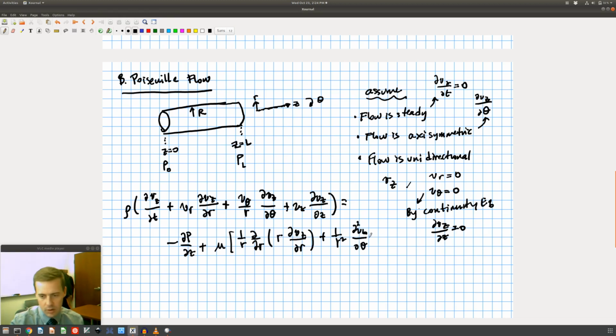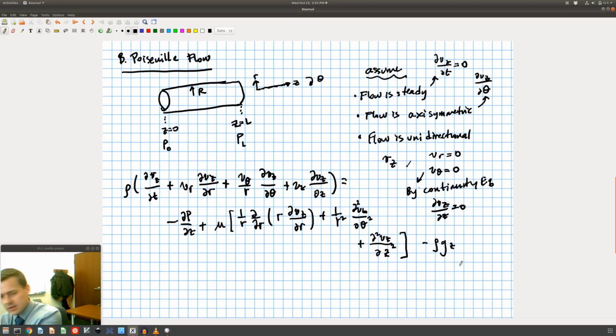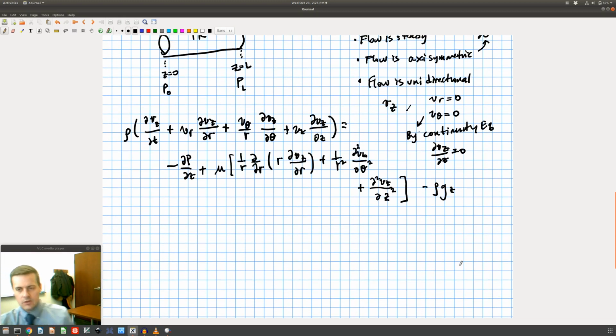Those have squares on them, as they should. And I'm running out of space down here, but I have a second derivative of Vz with respect to z, close brace, minus rho gz. All right, so that's the Navier-Stokes equation. So now I need to take my assumptions and cancel out terms.